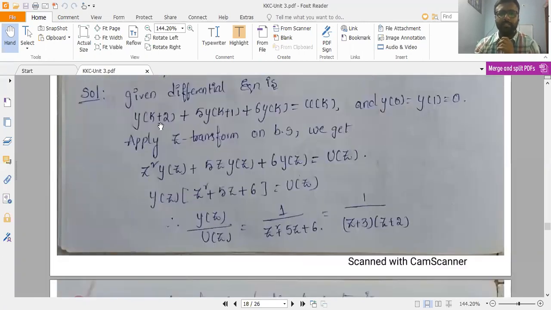Therefore, z square into y of z plus 5z into y of z plus 6 into y of z is equal to u of z. Taking y of z as common, we are going to get the transfer function, that is y of z divided by u of z is equal to 1 divided by z square plus 5z plus 6, that is equal to 1 divided by (z plus 3) into (z plus 2).